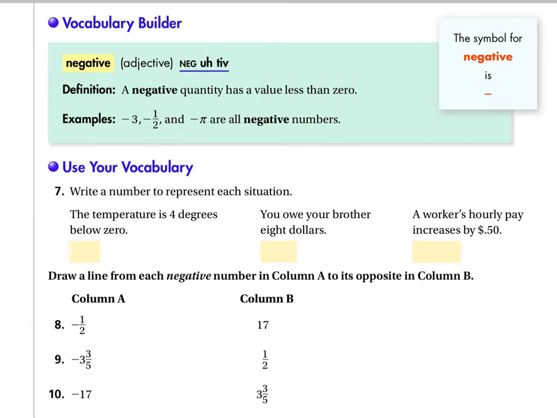Our vocabulary word is negative. A negative quantity has a value less than 0. So if we have, for example, a temperature 4 degrees below 0, well, that's negative 4. You owe your brother $8. It's a negative 8. A worker's hourly pay increases by 50 cents. Well, that's not negative. That's going to be a positive. Increase is positive 0.50.